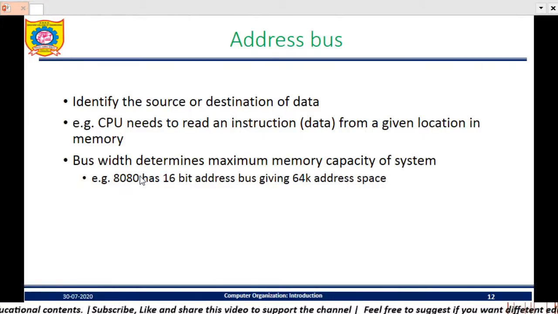So 8086, that you'll be learning in practical also. We have some assembly language programs, so you'll be doing them on 8086 or 8080 or the 80 family. Okay. So with a 16-bit address, the bus gives 64K address spaces. So 16 to 16, that is 64K address spaces. So 64,000 memory locations are there for 8080.